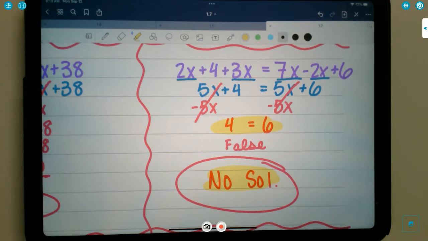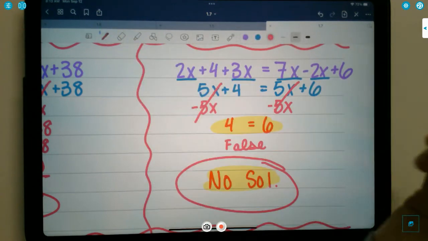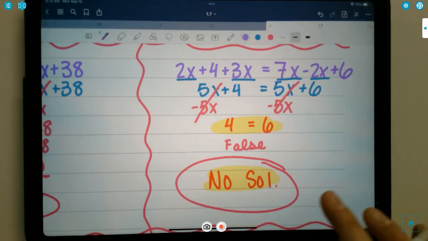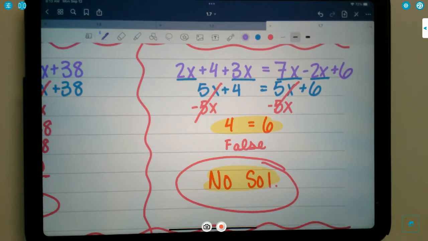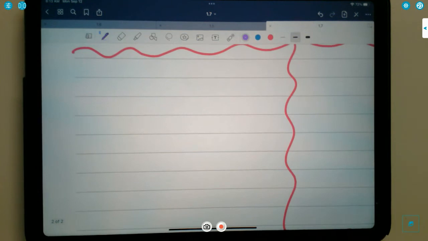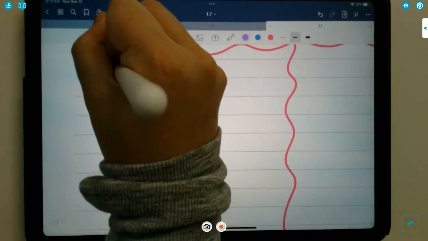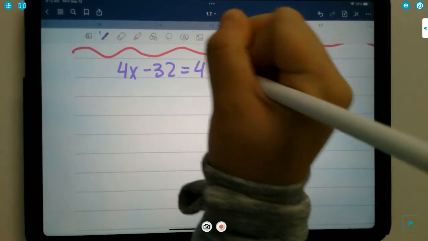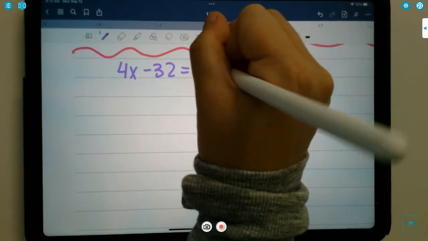Okay, any questions about that one? Okay, moving on. And see, it ends up being less work. You don't have to actually solve it out. Next one I've got for you guys is 4x minus 32 equals 4 times the quantity x minus 8.